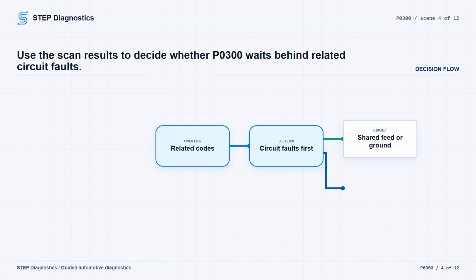If other codes are present, check what they mean first. Circuit-related codes take priority over system or performance-type codes. If there are multiple circuit faults, do not chase each one in isolation until you have looked for a common feed, ground, splice, or shared connector issue. Clear priority faults in the right order before treating P0300 as a standalone misfire problem.